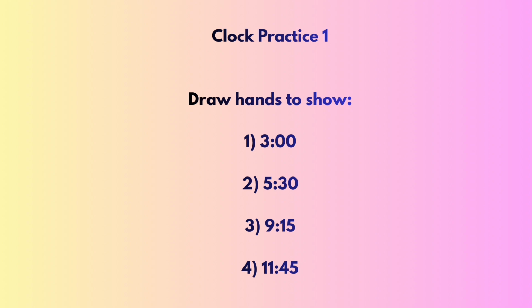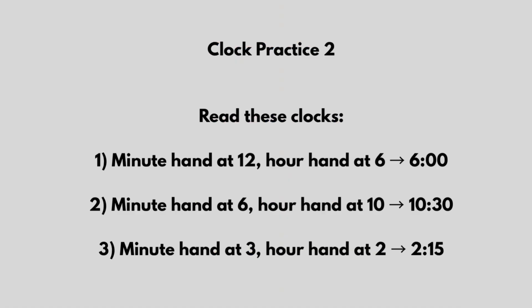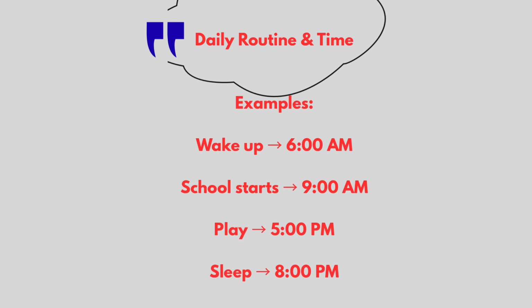Read these clocks. Minute hand at 12, hour hand at 6. So this time is 6 o'clock. So you draw. You can practice it by drawing the clock. Minute hand at 6, hour hand at 10. So this time is 10:30. Minute hand at 3, hour hand at 2. So this is 2:15. So you can draw these clocks in your notebooks to understand it better.